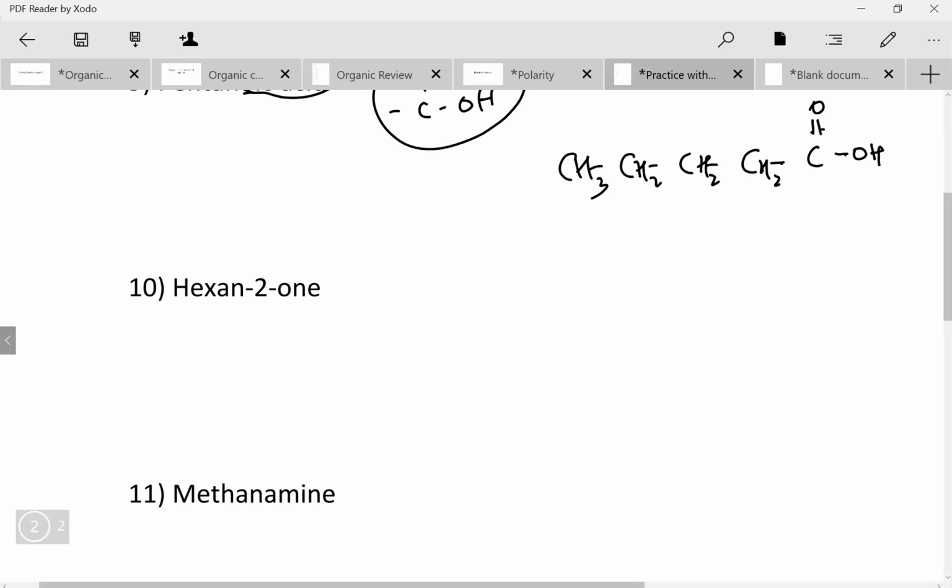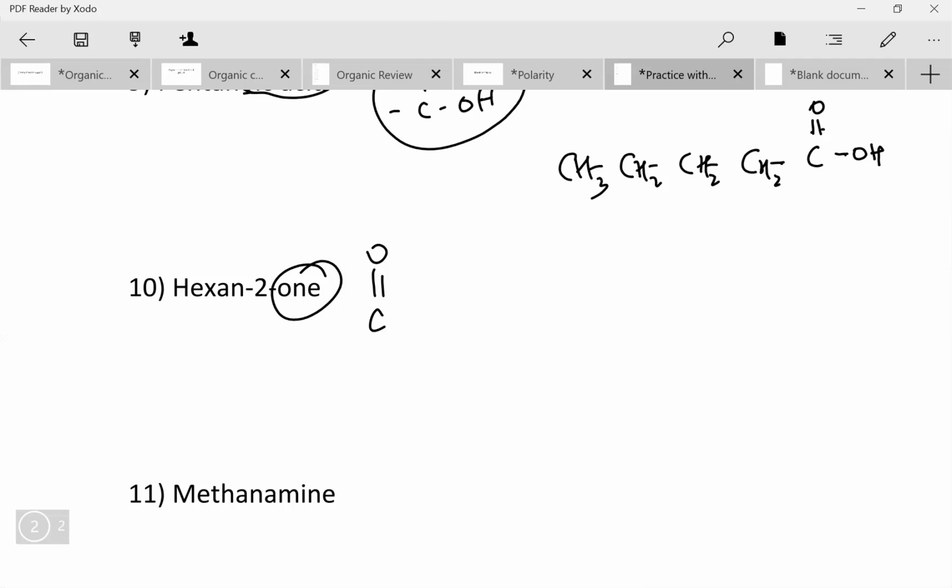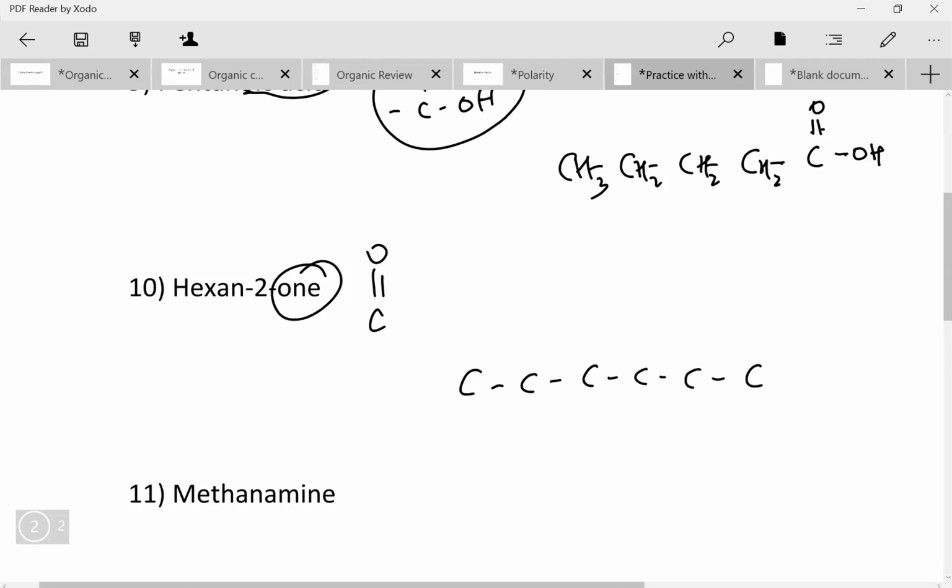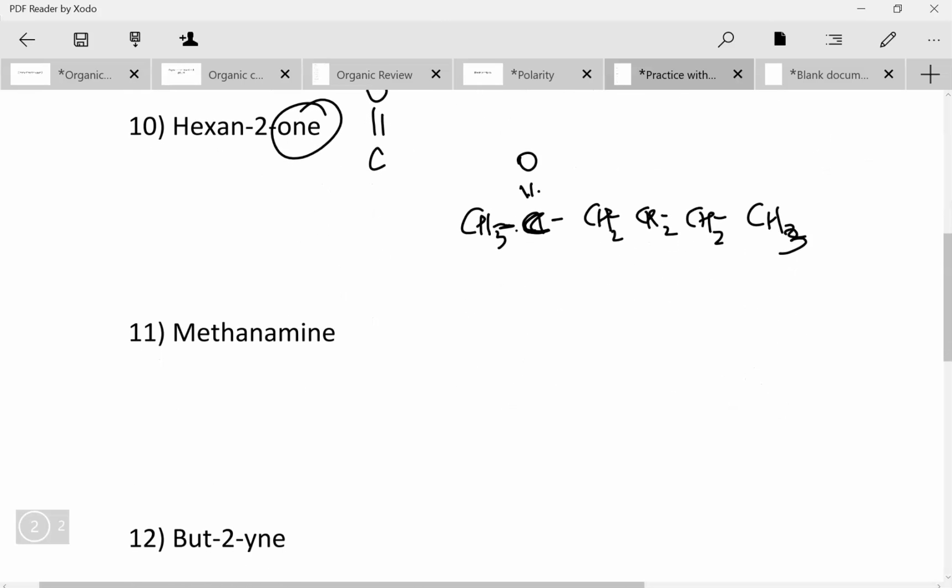Hexan-2-one. The "one" is the ketone functional group, so I have a C double bond O, not at the end of my molecule, so somewhere in the middle. Hexane is 1, 2, 3, 4, 5, 6 carbons. On the second carbon, I have a double bond O. I have H3 here. You'll notice that I have 1, 2, 3, 4 bonds, so there are no hydrogens on that carbon, but the rest of them are H2, H2, H2, H3. That's hexan-2-one.